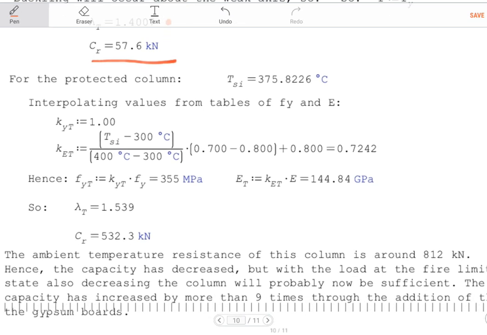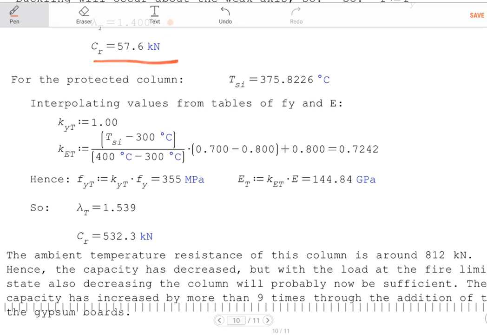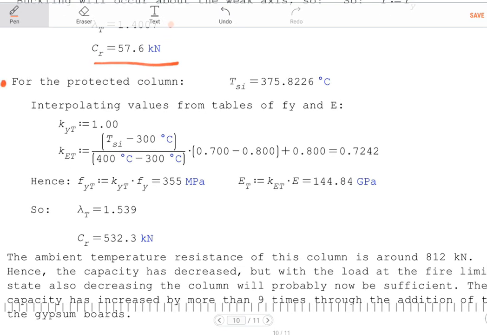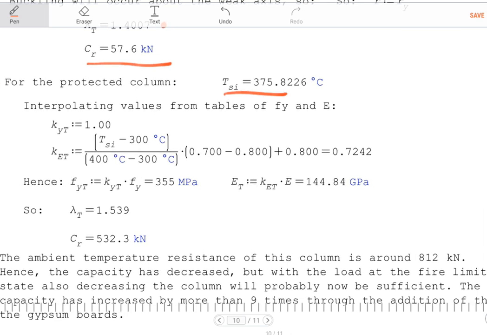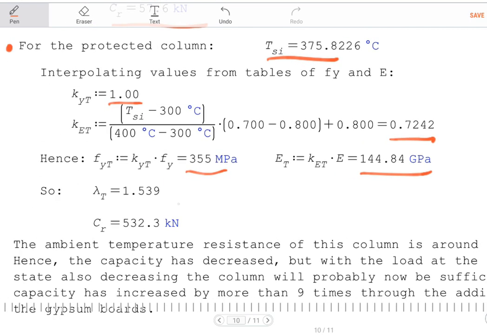Now let's take the protected column, same calc, identical procedure. All we do is we just update the properties with the 375 degrees Celsius. We have an updated yield factor, which means it's actually below 400. There's no loss of strength. We have our updated Young's modulus. We've lost about 28% of Young's modulus, and we get our updated values. Plugging those in, we end up with a compressive resistance of 532. So you can see this is a lot more than above.